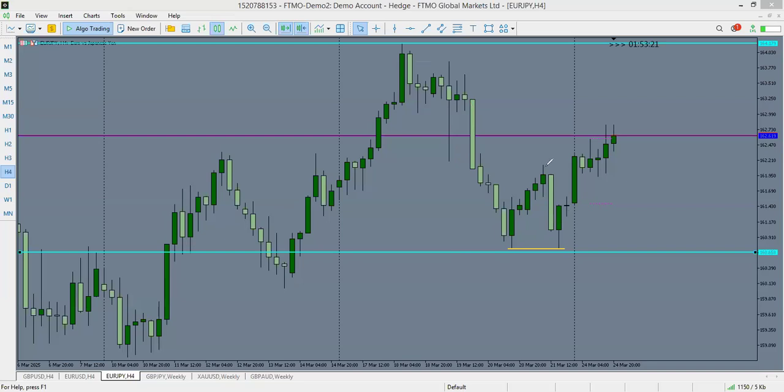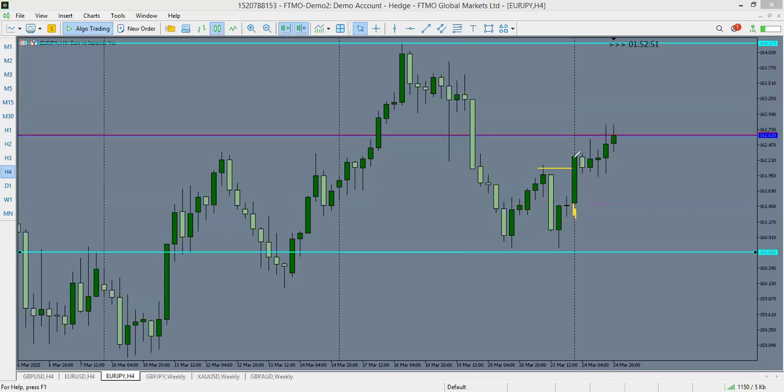Okay. And then what has it done now? So with this push down, what did it do? It broke it here. So you can see it, you can physically see it, right? At the close of this first candle for today, it broke these highs here. So that tells you that there's some bullishness in the euro yen on this 4-hour chart.